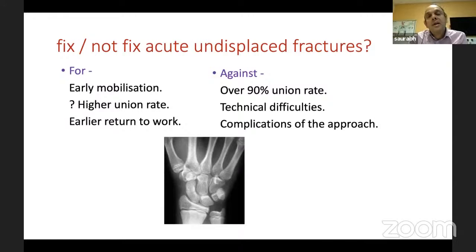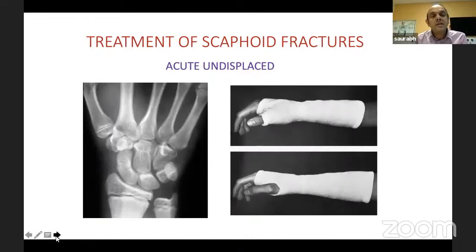But then the points which go against fixation would be a general anesthetic. Problems can happen with the surgery, like with any surgery. Screws can back out, infections can happen. As it is, in a young, healthy man with an undisplaced fracture, the union rate is going to be 90 to 95% even. So why go through all those risks? So this is the conversation you need to have with the patient. This is the conversation you need to involve in a consenting process and then decide.